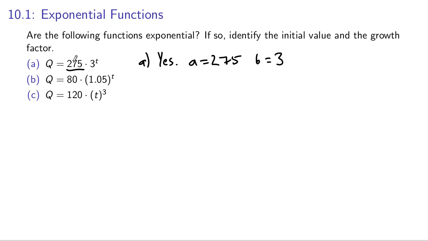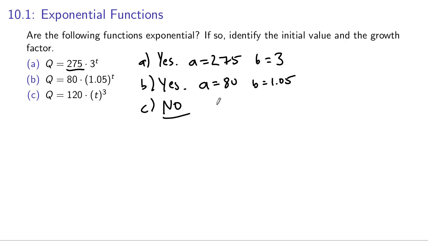How do I know it's exponential? Because it fits the form: a times b to the t. B is yes, a is 80, b is 1.05. And c, the answer is no, because the variable is in the base, not the exponent. The variable is not in the exponent. In fact, it's a power function, because we have a variable to an integer power.